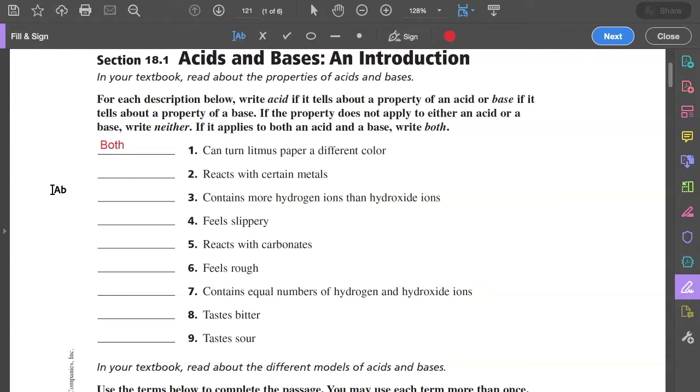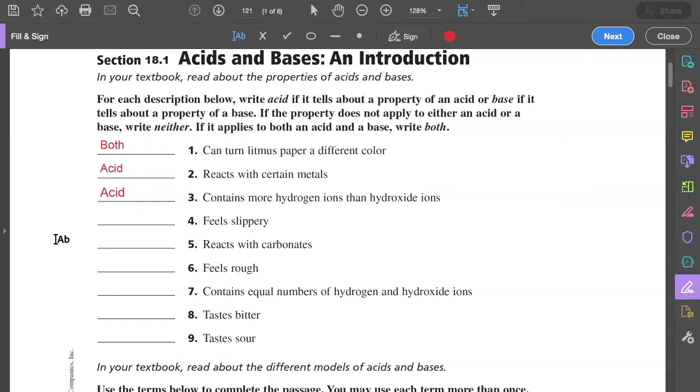Number two, which react with certain metals? An acid reacts with certain metals, and in the process it will produce hydrogen gas. Number three, contains more hydrogen ions than hydroxide ions. Which one is that? That's an acid. That's right. Acids contain more hydrogen ions than hydroxide ions.